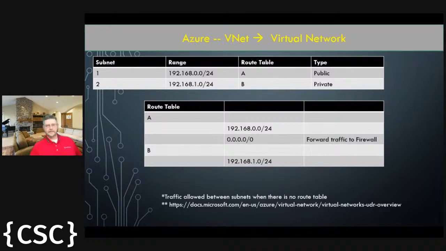For example, in the first subnet, I'm associating it to a route table called A, and it has some rules that it's allowed to talk to anything on 192.168.0.0/24, but it also has another rule that says 0.0.0.0/0, which says if you're going anywhere else, internet, whatever, forward the traffic to the firewall. That way, you can use firewall rules to see if it's really allowed outbound.